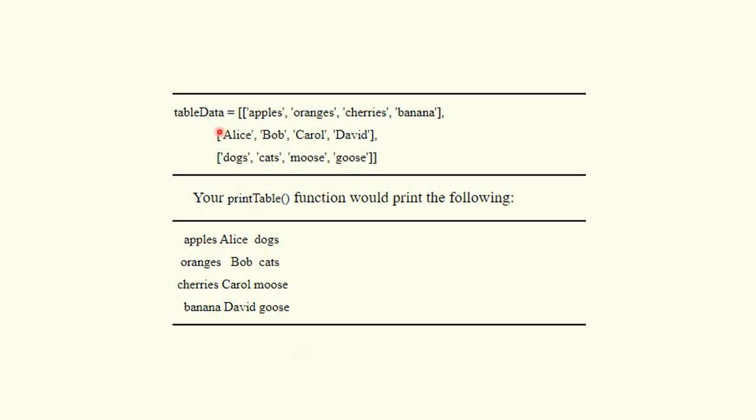If you see this example, the table data is: apples, oranges, cherries, banana; Alice, Bob, Carol, David; dogs, cats, moose, goose. So when you call this function, it should come out like this: apples, Alice, dogs. That means this way should be that way. You can say it's an anti-clockwise or clockwise rotation, but actually you have to print it in a table format, and that is very easy to write as a function.